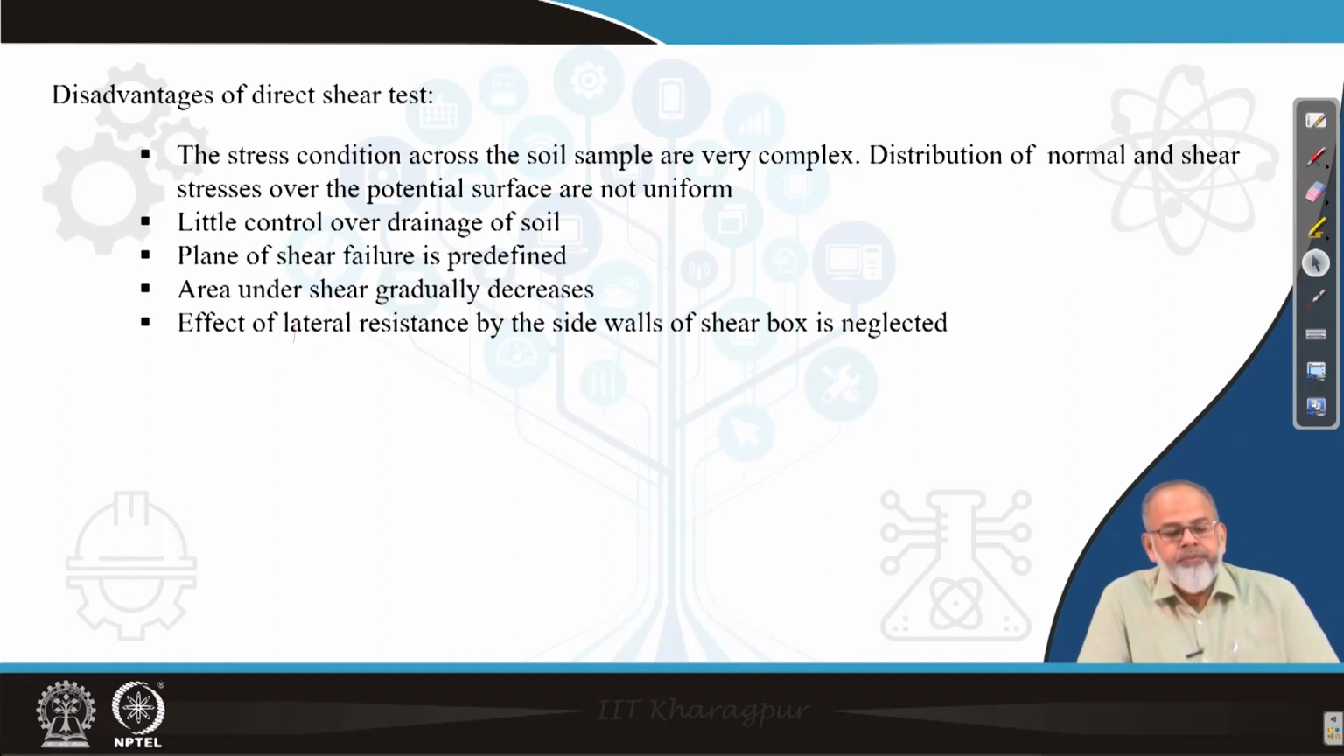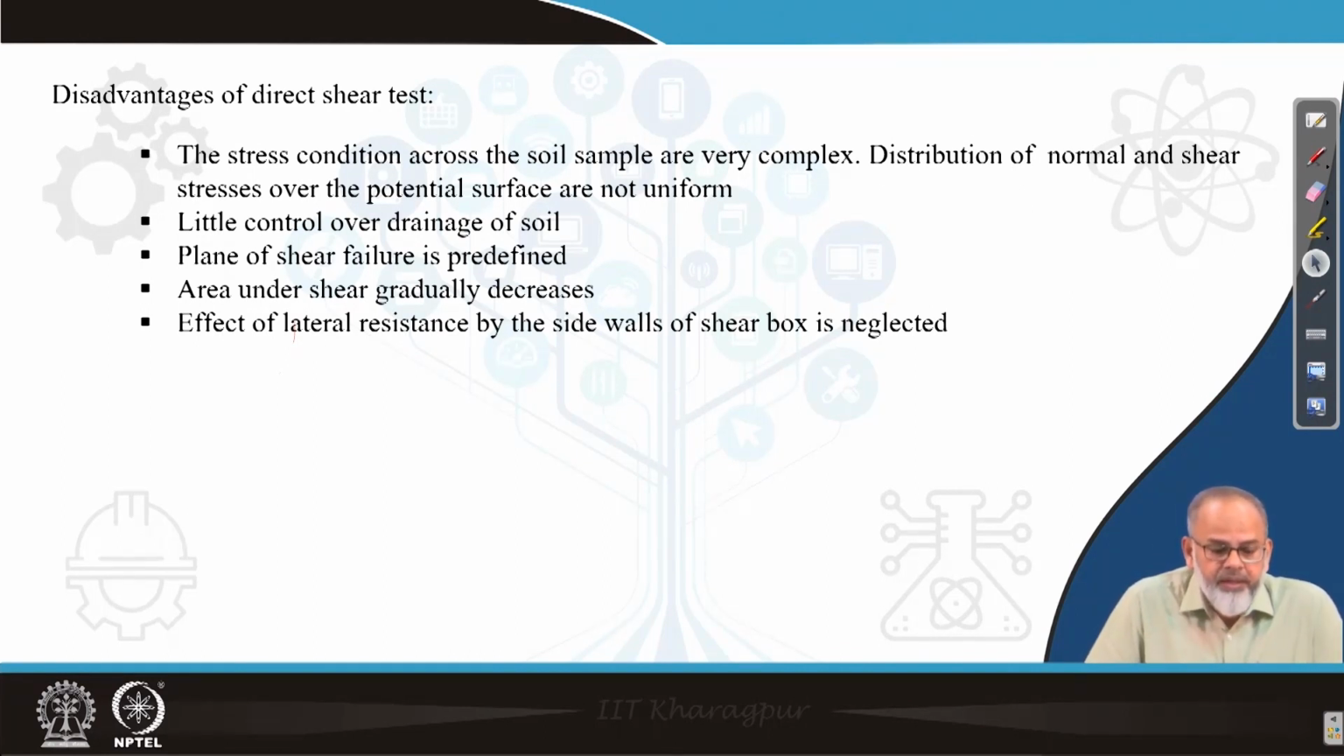Second, there is little control over drainage of the soil. And the third disadvantage is that the plane of shear failure is predefined. That means we are forcing the soil to fail in a particular plane. Here the plane is horizontal. Then the area under shear is going to reduce with time. So, it is not constant, but in our calculation, when we take the shear stress divided by area, we are taking it as constant. So, that is another difficulty.